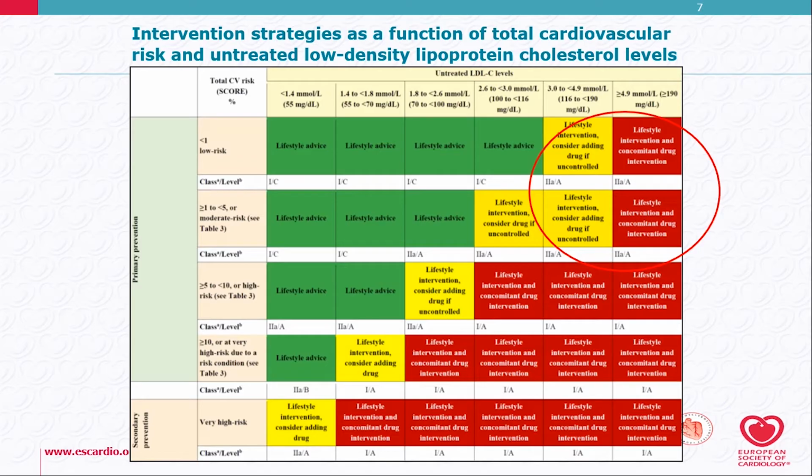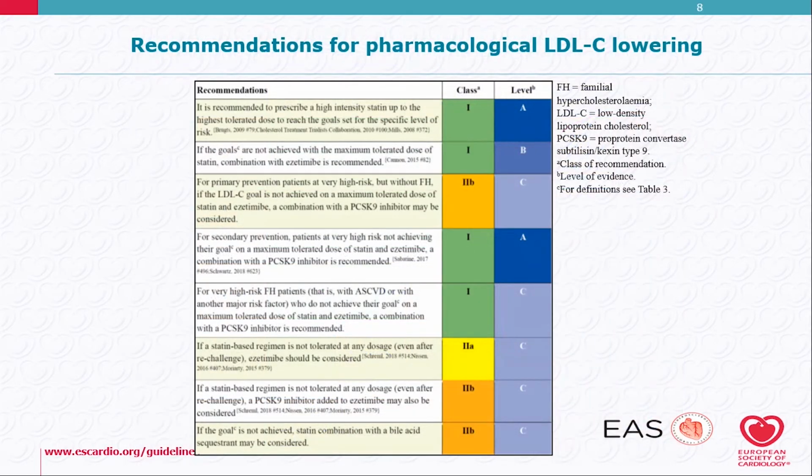The intervention strategies are decided as a function of total risk and LDL cholesterol levels. And as you can see here in this slide, this table is slightly changed from the previous one because even if the patient's risk is not too high, if the LDL is above 4.9 millimole per liter or 190 milligrams per deciliter, then concomitant drug together with lifestyle is recommended.